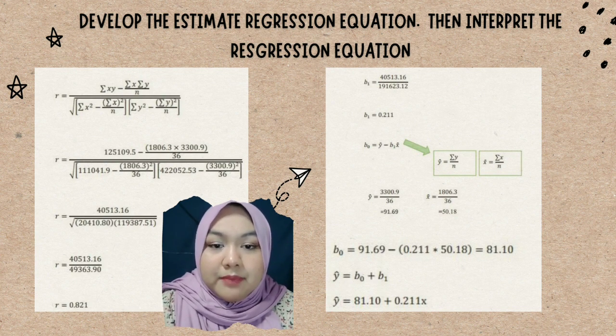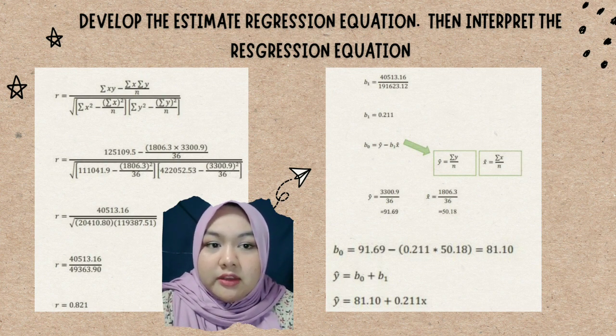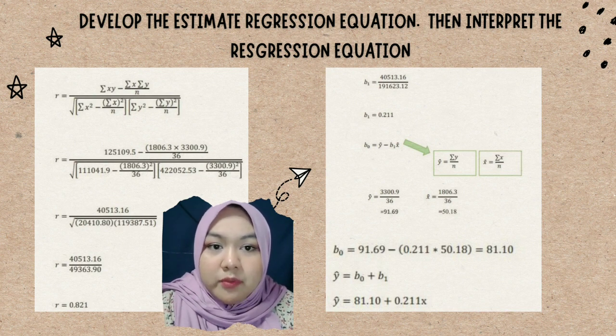I will explain simple linear regression, the last part of section B, which is to calculate the estimated regression equation, then interpret the regression equation. In this slide, we will see the formula to calculate the estimated regression equation. This is the solution to find r. r equals 40,513.16 over 49,363.90. That means r equals 0.21.